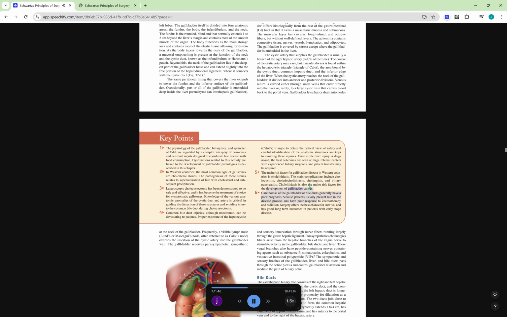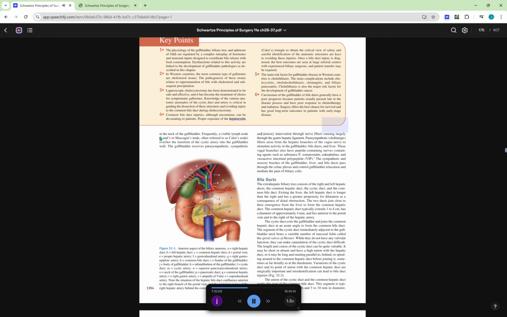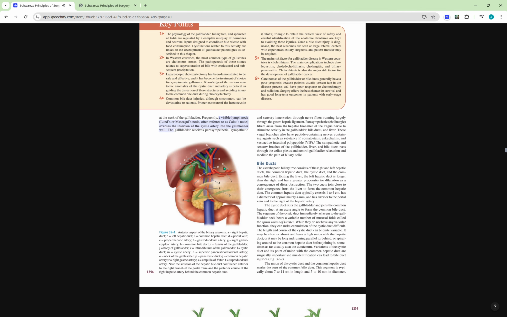6. Carcinomas of the gallbladder or bile ducts generally have a poor prognosis and have poor response to chemotherapy and radiation. Surgery offers the best chance for survival and has good long-term outcomes in patients with early disease. Proper exposure of the hepatocystic triangle at the neck of the gallbladder. Frequently, a visible lymph node overlies the insertion of the cystic artery into the gallbladder wall.